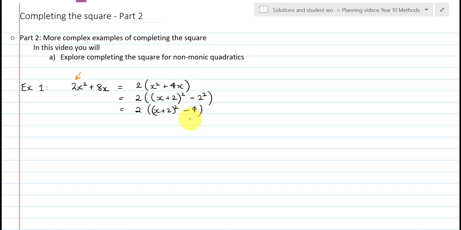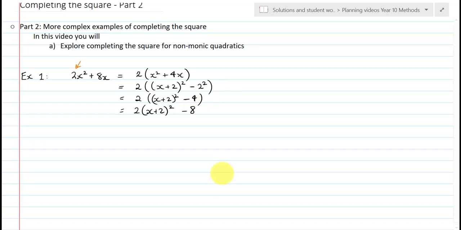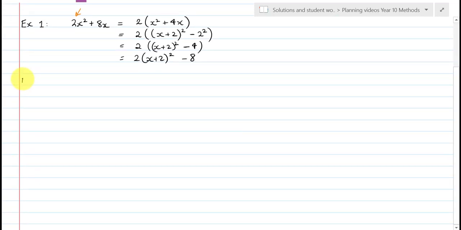But we'll do one final step and just expand this out. And we get this. 2 times x plus 2 squared minus 8. And there's our final completed square form for the original function, 2x squared plus 8x. And of course you could re-expand this to see if it actually works. And example 2. Of course you can always stop now and re-watch that first example to help you build on the second one, etc.